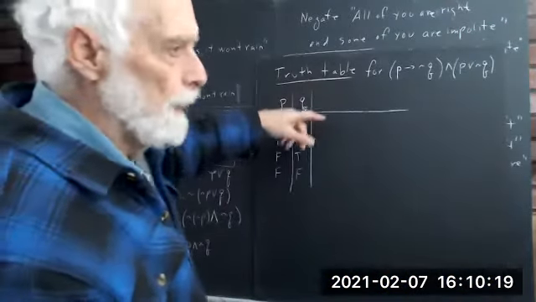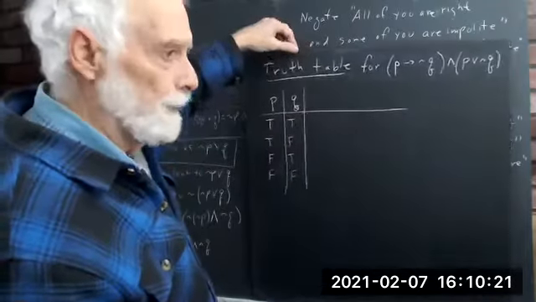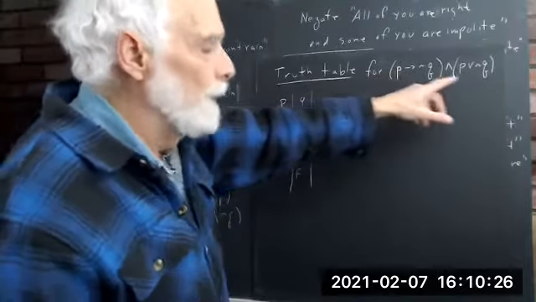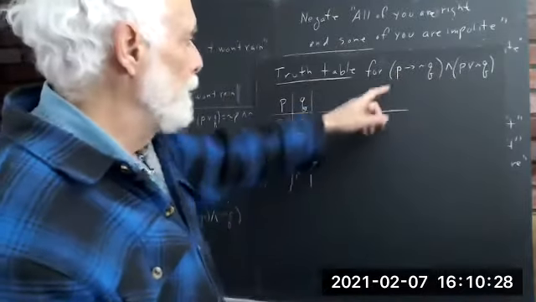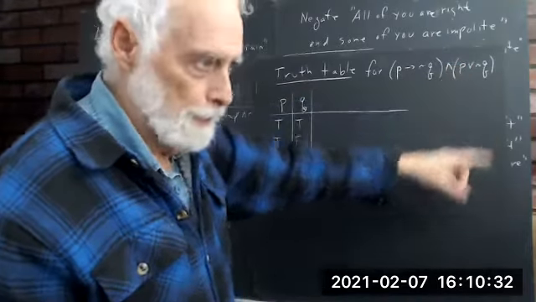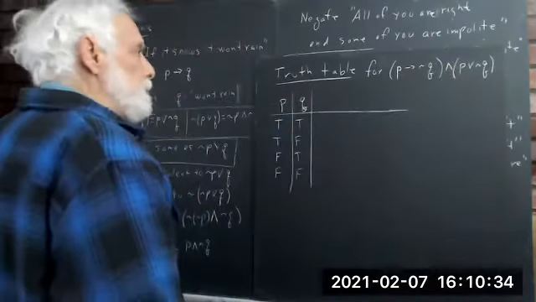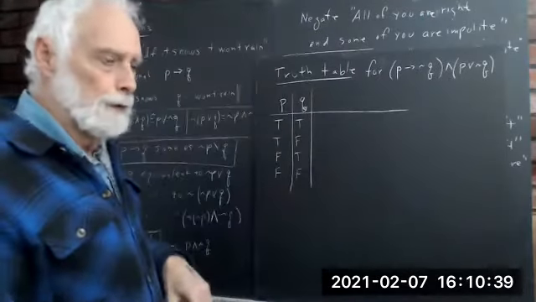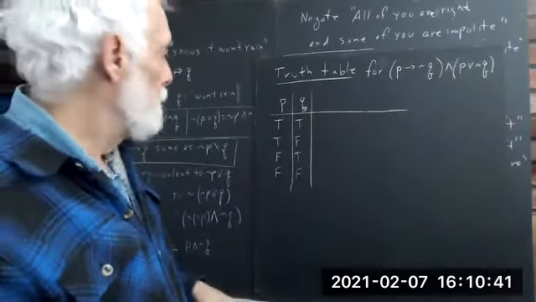Okay, now looking at truth tables. There's a new board here, ignore that stuff up the top. Truth table for this compound statement. If P then not Q, and P or not Q. To set up the truth table, first we list all the possible truth values of P and Q.